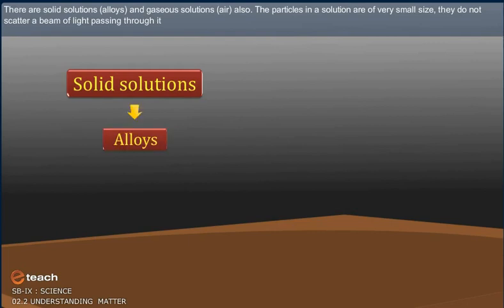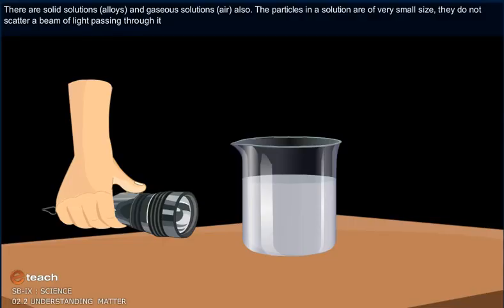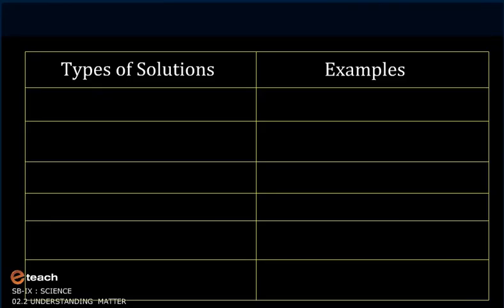There are solid solutions, that is, alloys, and gaseous solutions also. The particles in a solution are of very small size. They do not scatter a beam of light passing through it. Types of solution and their examples.